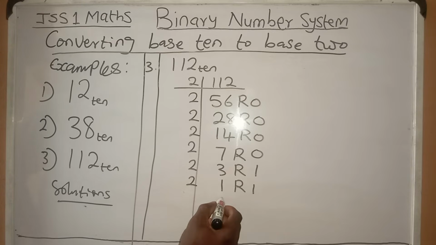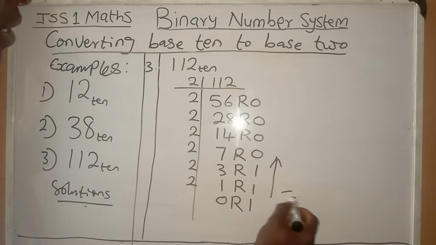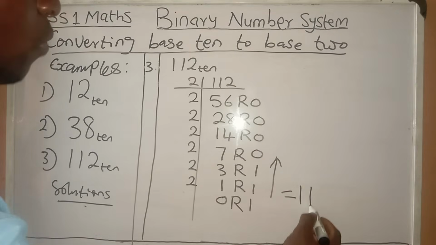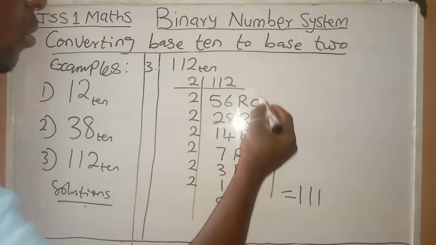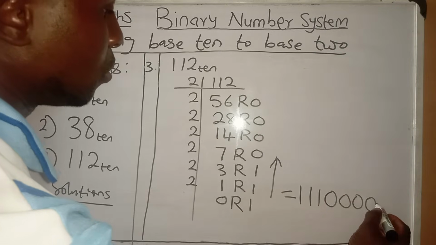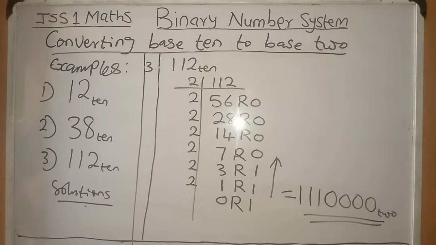Remember, it cannot work here. So you write 0. Remainder what? 1. You put an arrow like this, indicating you start writing from bottom to the top. So 1, 1, 1, 0, 0, 0, 0. In base what? In base 2. So this is the answer to this particular one. I hope it's very, very clear.